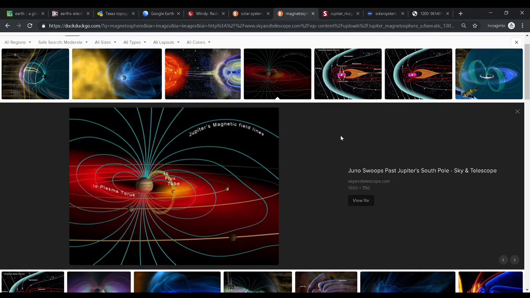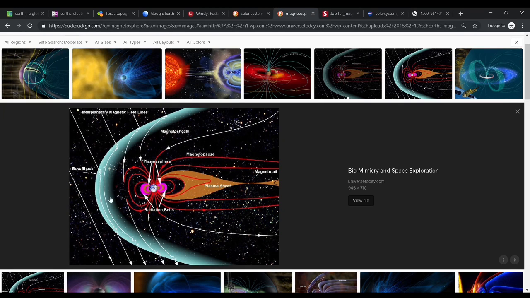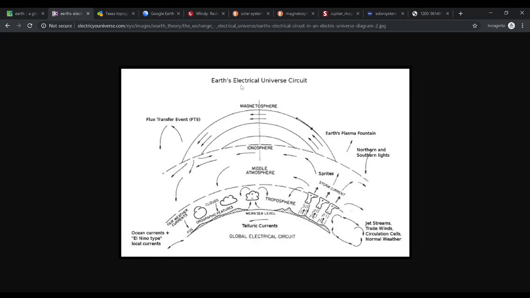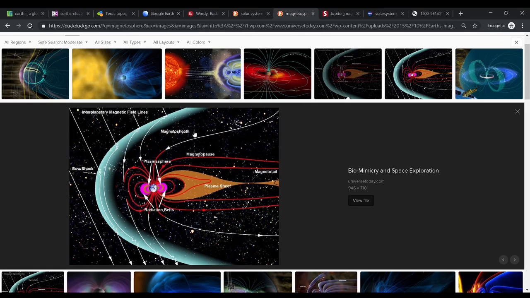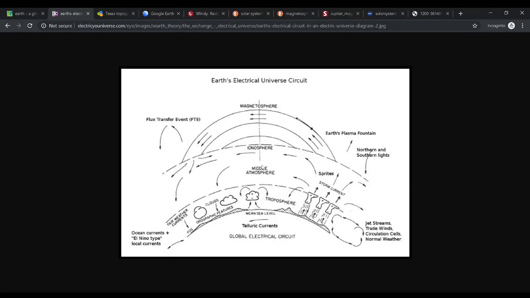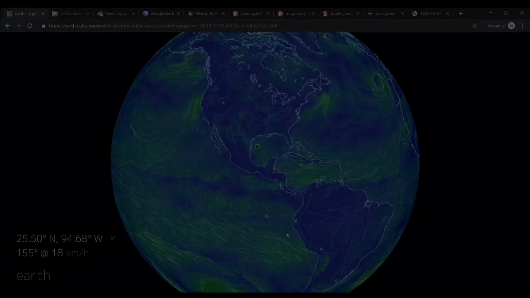All right. So you could look at our sun giving off this energy and how this energy comes in. This is a diagram of the Earth's electrical universe circuit. So you've got our magnetosphere, the ionosphere, the middle of the atmosphere, and the troposphere, the layer we live in. Under the ground would be the telluric currents. That's why everything is always grounded in electricity, because ground will dissipate that electricity out.